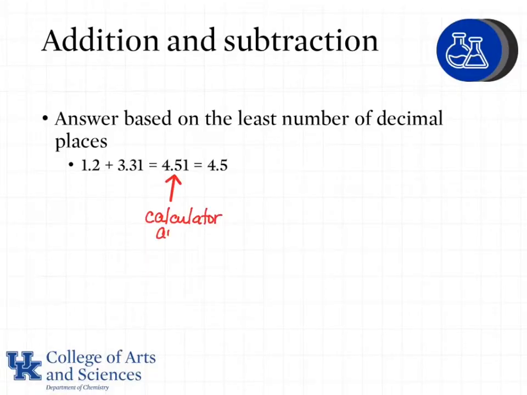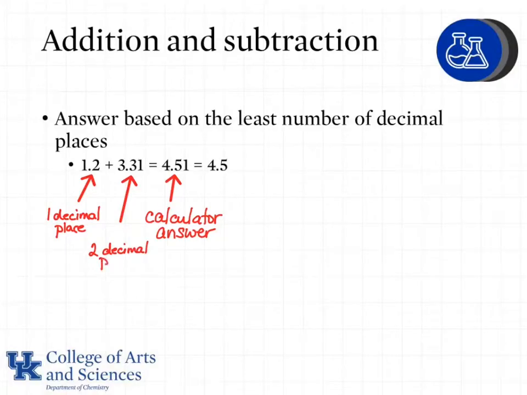And that's the mathematical answer, but we want the chemistry answer or the scientific answer, and so we need to make sure we're indicating our answer with the same level of precision as the numbers that went into it. And so we would round this to 4.5, because what we see is that we have one decimal place in 1.2, we have two decimal places in 3.31, so our answer must only have one decimal place in the answer.